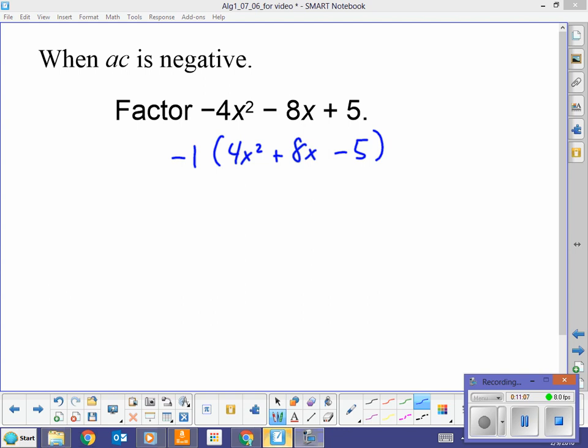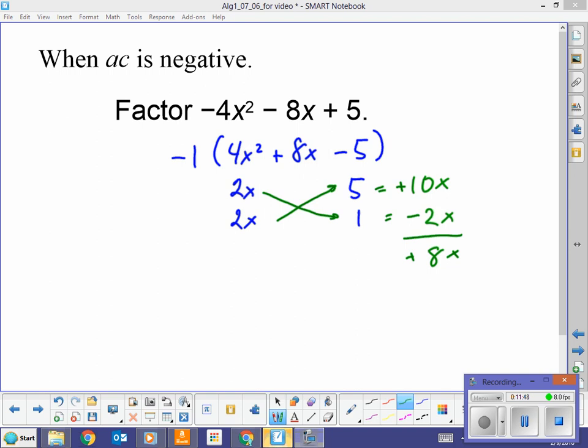Okay, and then we can try factoring. We can try 2 times 2 or 4 times 4. 2x times 2x, and then 5 and 1. That gets me a 10. Okay, 10 and 2 will get me an 8, right? So this gets me 10x. This gets me 2x. And I want to have a positive 8x. So this one's going to be a positive 10 and a negative 2. That gets me a positive 8x when I add them up. I mean, this will be positive. This will be negative.